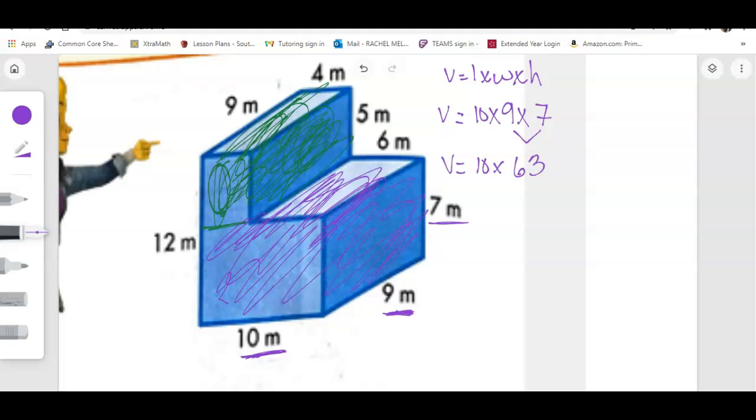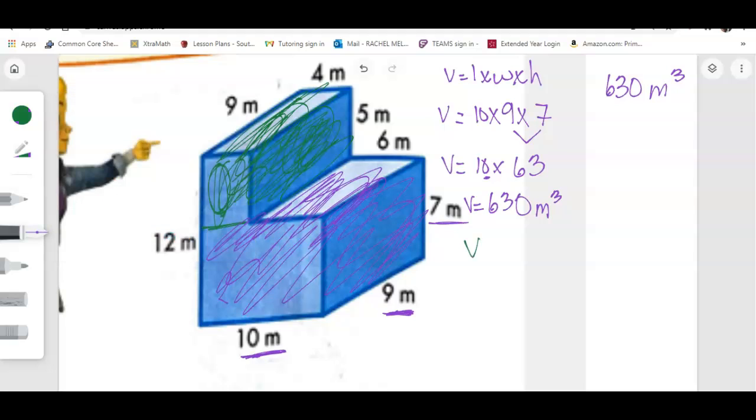Because I know that if I multiply 63 times 10, it's really the same as saying 63 times 1, which is 63, and then taking that 0 and placing it in my answer, in my product. So that's 630 cubic meters. Okay, so I'm going to place that over here. 630 cubic meters. And now let's do the green.